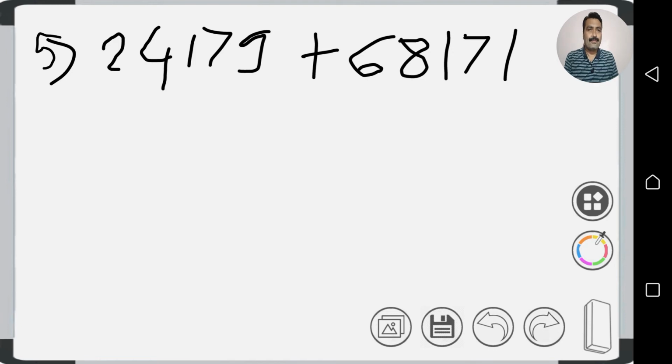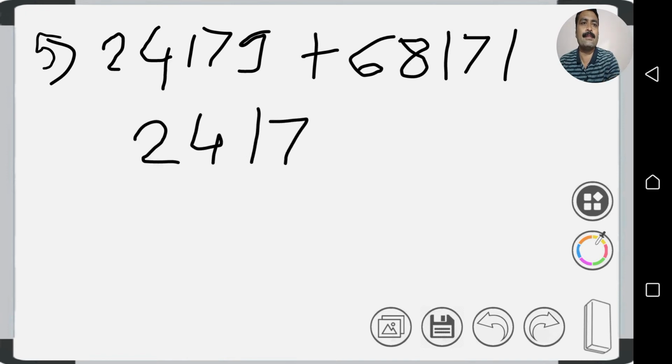So here the first number we arrange in the regular way, that is 24,179. Take the plus sign there. After that, below this, we have to arrange the second number, 68,171. In the previous 4 examples we had columns, so it was somewhat easy to arrange the second number. In this example we are not taking columns, so most students find it difficult to arrange the second number.